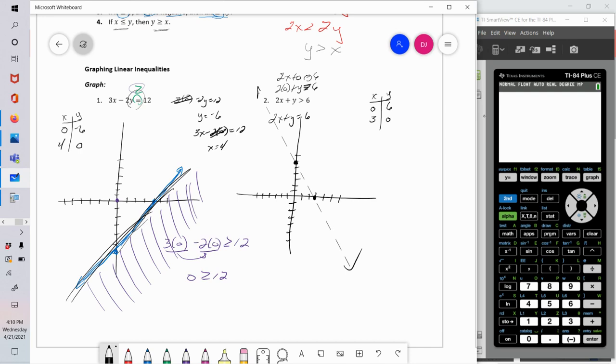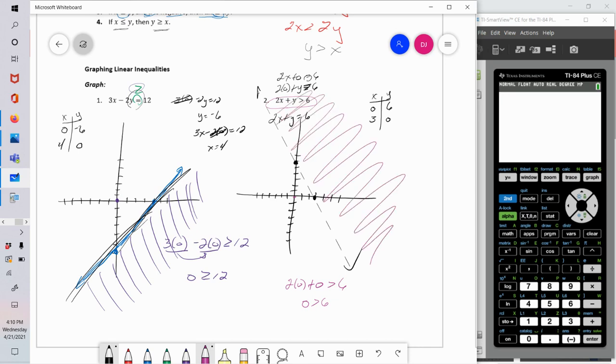Now, the other thing we need to look at here is we want 2x plus y to be greater than 6. I'm going to do the same test. I'm going to pick the origin, put 0, 0 in for x and y: 2 times 0, plus 0, which is 0. Is that greater than 6? Is 0 greater than 6? No. Therefore, the origin is on the side that does not get shaded. The side that gets shaded is everything on the other side.